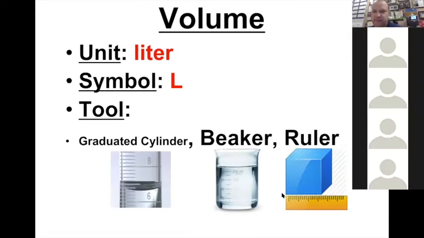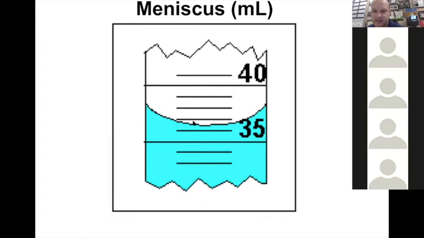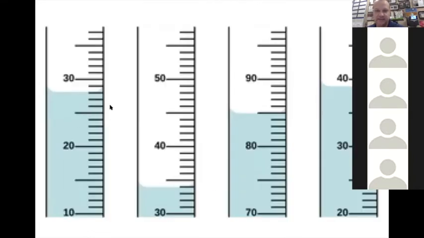If we want to know how big something is, how much space it takes up, we can use lots of things. We can use a graduated cylinder. Looks like this. We can use a beaker. It's like a big cup. Or we can use a ruler. I'll show you that one today, how to use the ruler. We learned how to read the lines on a cylinder, and you guys did a good job with that yesterday.